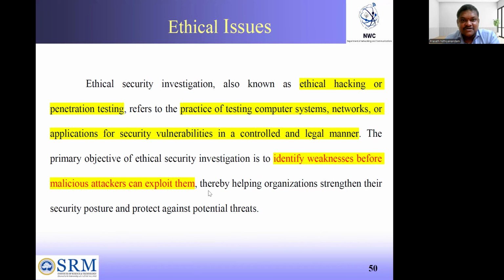Welcome back. In today's session, we'll be discussing legal issues. That will be our next title, legal issues.